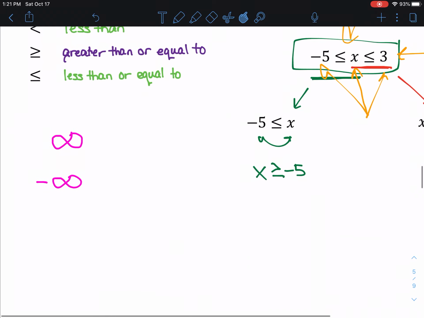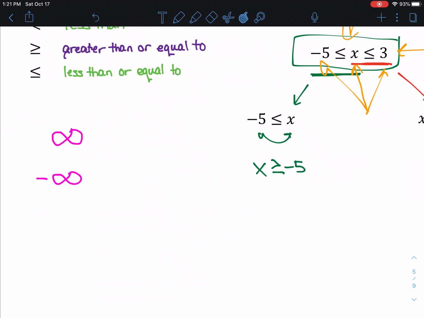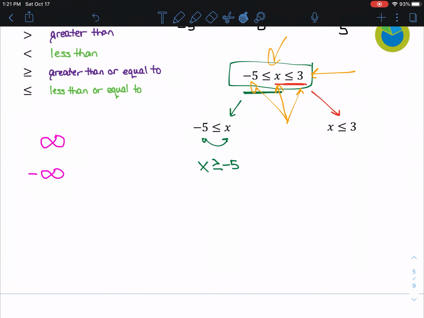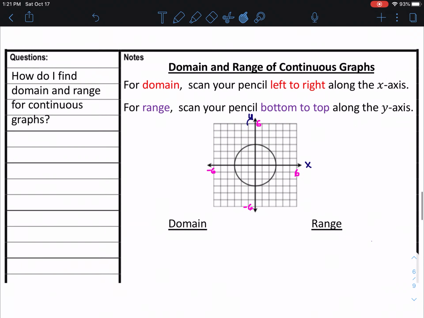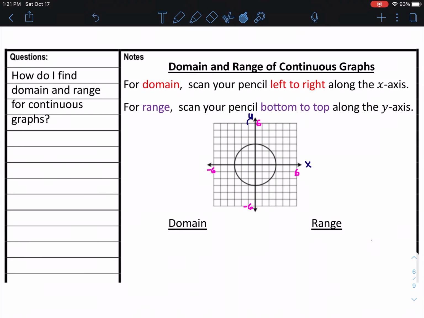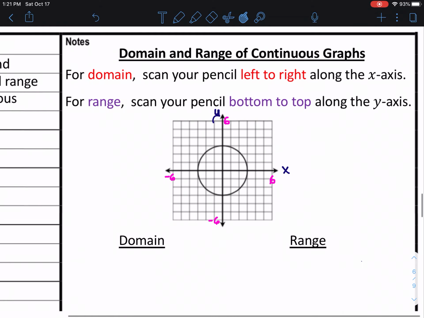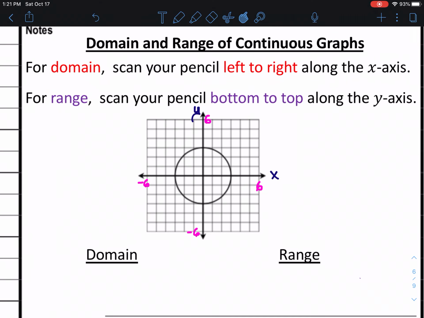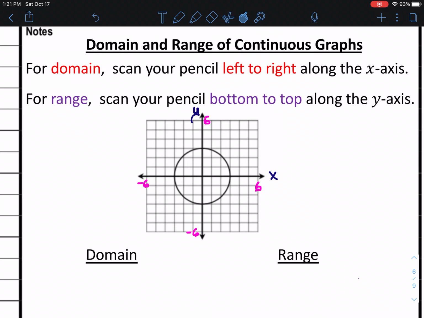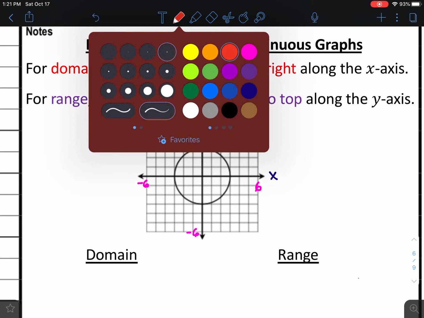Okay, and then we're also going to talk about infinity and negative infinity a little bit as well. Okay, let's try one. So today, we're going to learn how to find domain and range of continuous graphs. And how do we do this? Well, for domain, your x values, remember, so you're going to start along the x-axis and you're going to scan from left to right with your pencil when you're doing this. So I'm going to switch back to red.